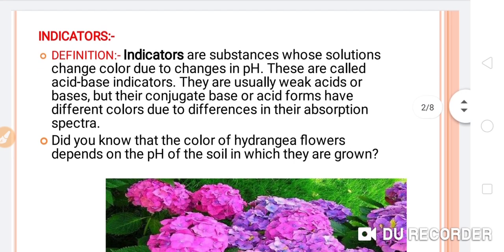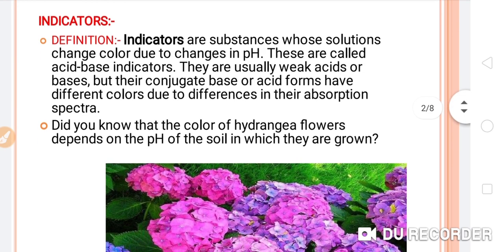So, definition. Indicators are substances whose solutions change color due to a change in pH. These are called acid-base indicators. They are usually weak acids or bases, but their conjugate base or acid forms have different colors due to differences in their absorption spectra. So this was the indicators.